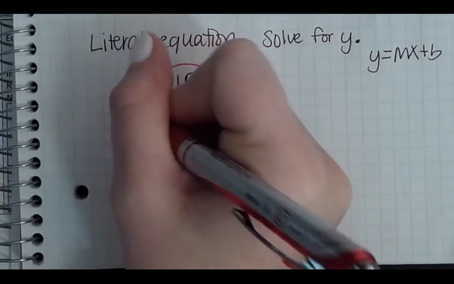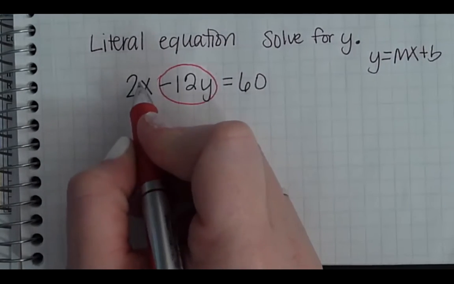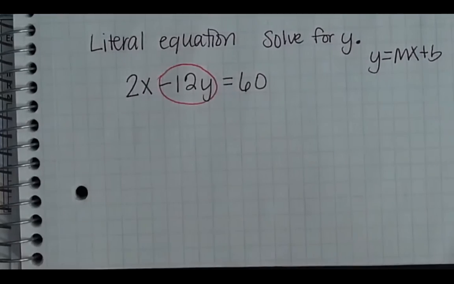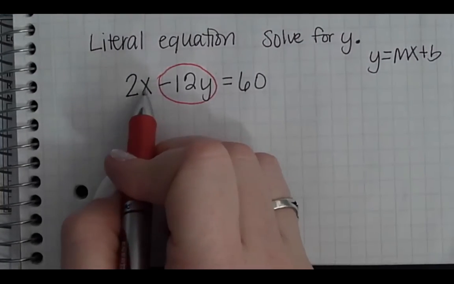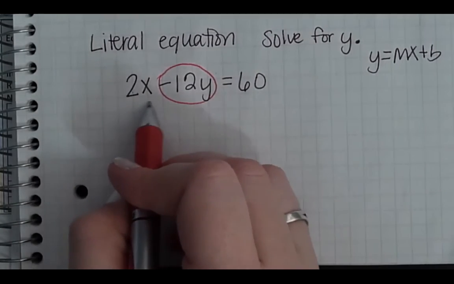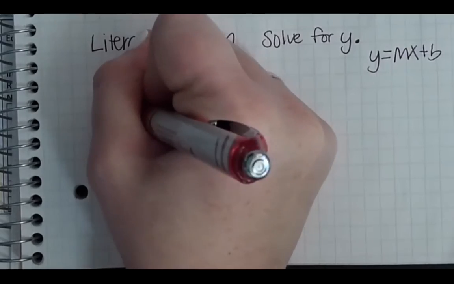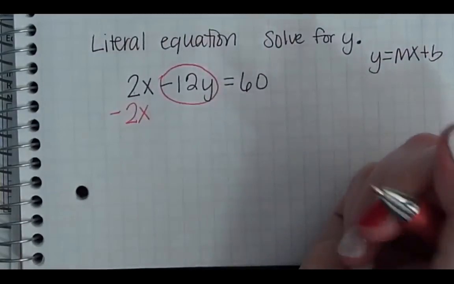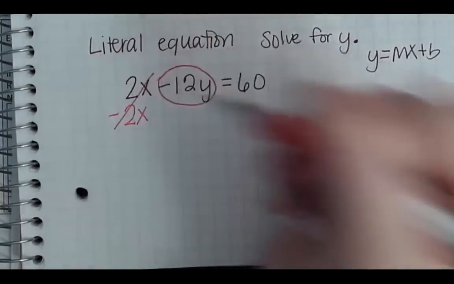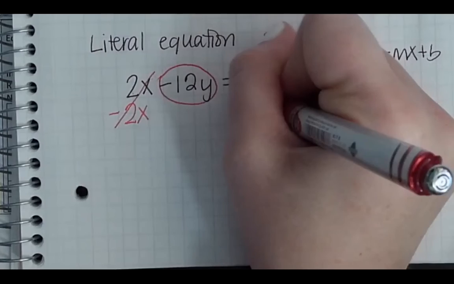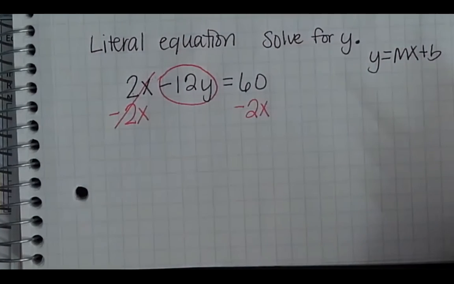Amber said it. It was subtract. You need to subtract. So we're not trying to split the 2 and the x up. We're trying to move that whole term. So you need to subtract the 2x. 2x minus 2x cancels. And then you would subtract 2x on this side.